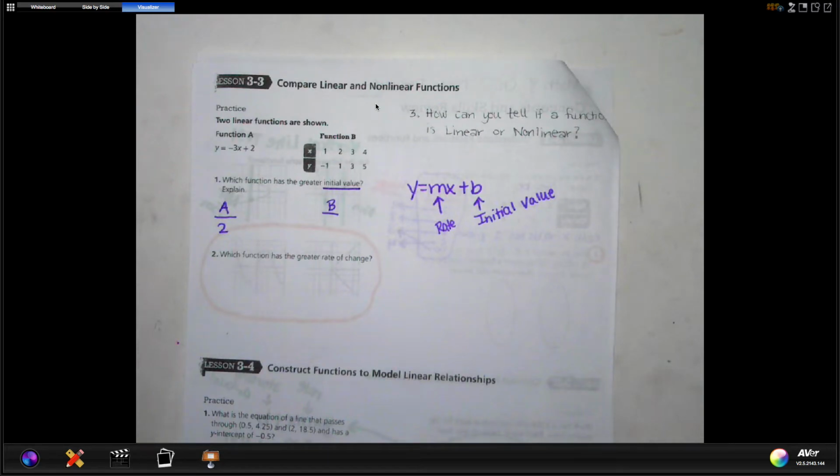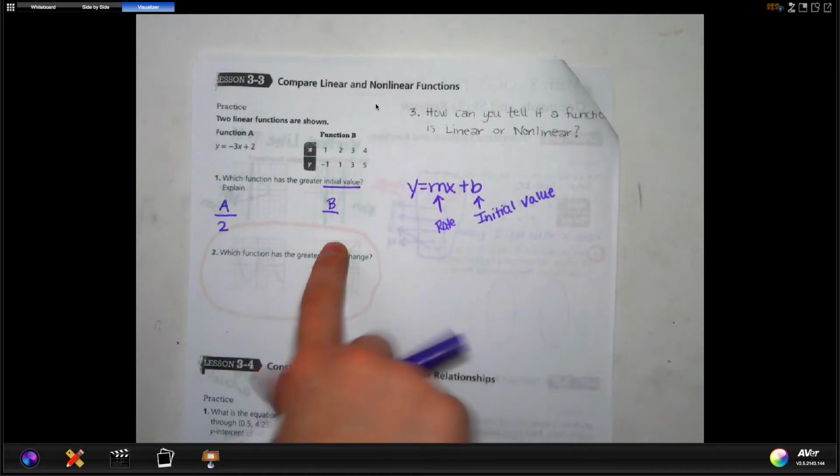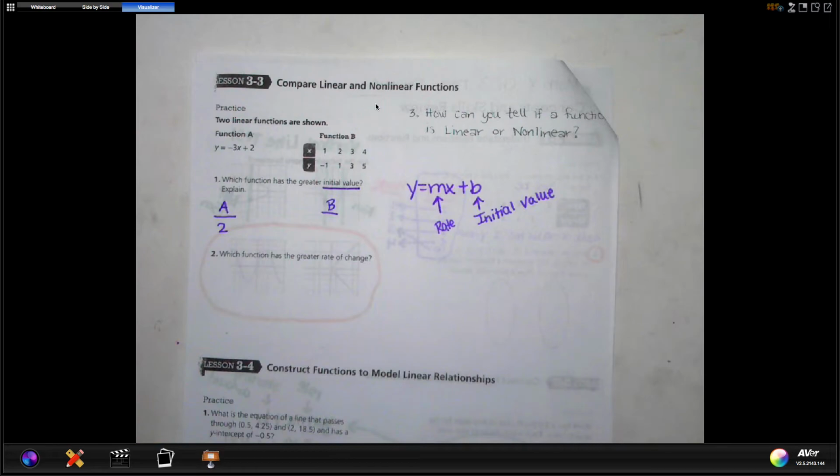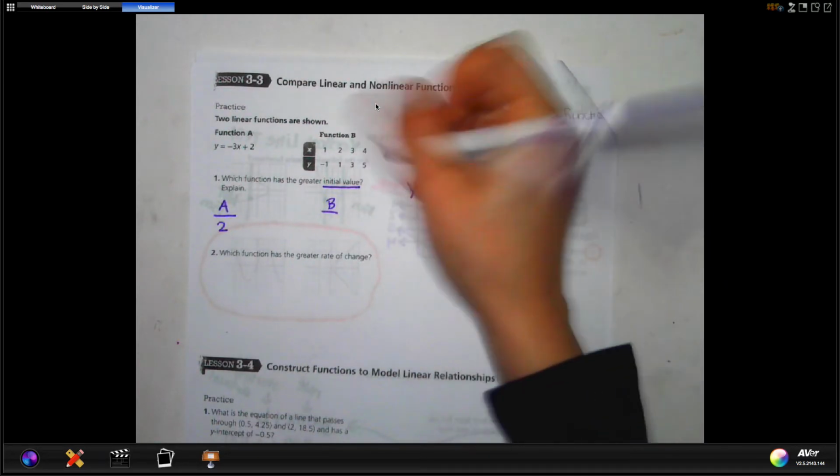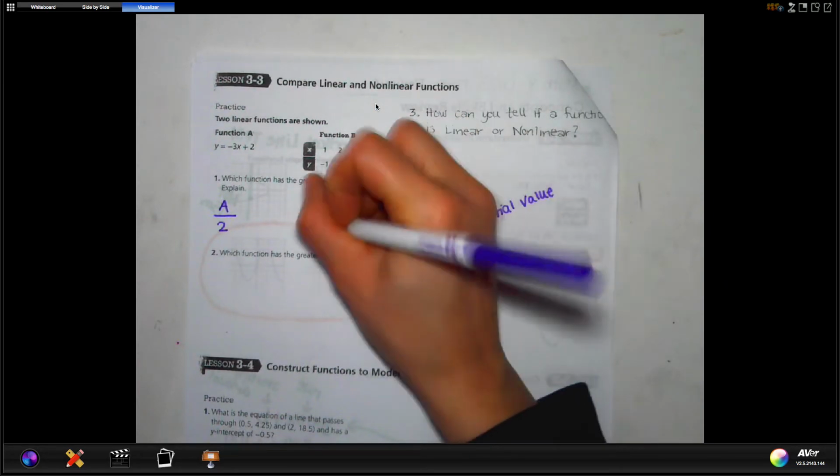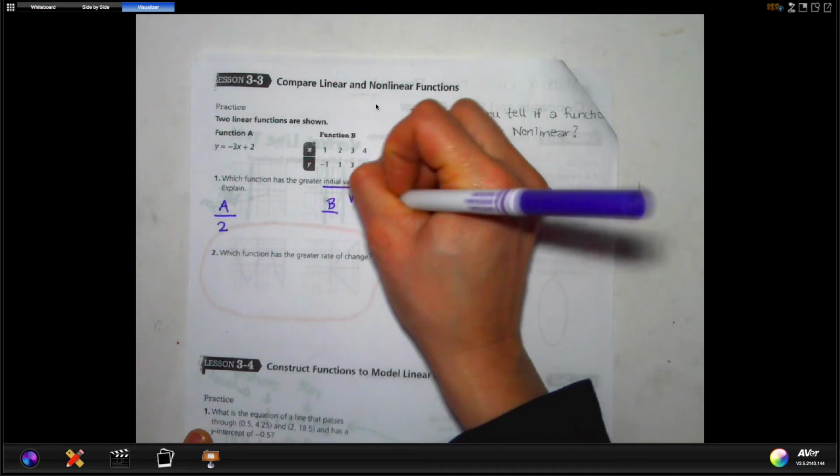Okay, so on here, how do I find the initial value? That's the rate, okay? So this is why we're going over this. Where x equals 0. So initial value on here is we're looking for where x equals 0.